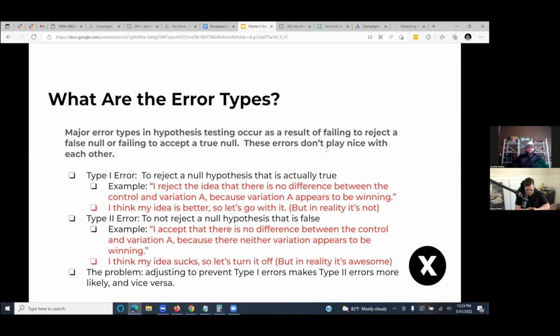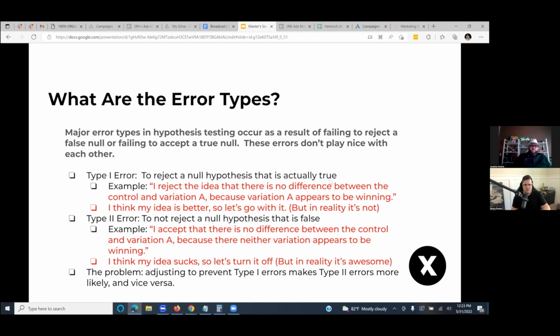There are two types of errors, right? And this is the main thing I need you to take away. And then after this, I'm going to very quickly jump into how you fix it, because I just want you to get a baseline of understanding, and I'm going to tell you how to do it properly. So the main types of errors in hypothesis testing occur as a result of failing to reject the false null or failing to accept a true null.